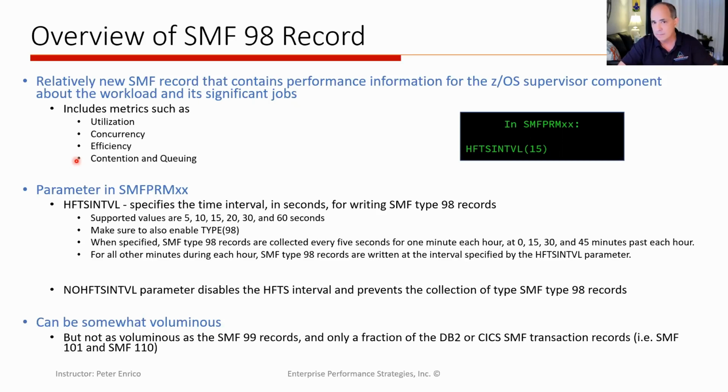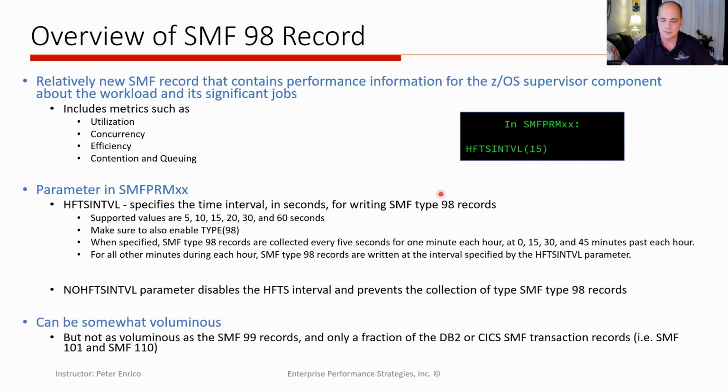The way you enable these records is through the SMFPRM member or Parmlib, and you have to make sure you enable the 98 records. But also, you have to specify the high frequency throughput statistics interval parameter to tell how many seconds you want each interval to be. Again, we usually recommend 5-second intervals. If you specify no HFTS interval parameter, it disables the recording of the 98 records. So specifying the 98 records as a type is not enough. You have to actually turn on the HFTS parameter as well.